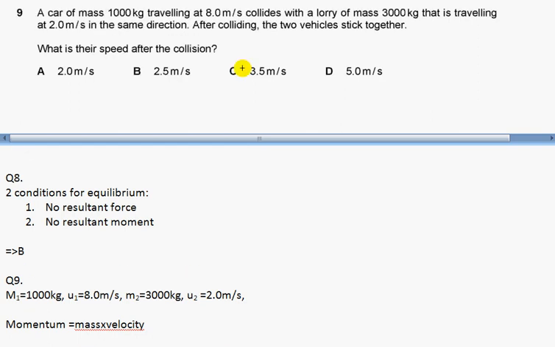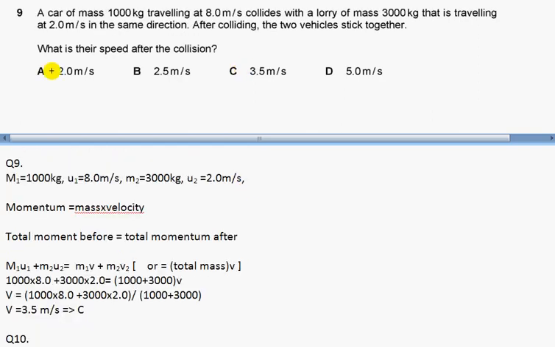Question 9. A car, again, as we read, we write information. So a car of mass 1000 kg, M1 equals 1000, traveling at 8, so U1 equals 8, U means initial velocity of first car, collides with a lorry of mass 3000, M2 is 3000, that is traveling at 2 meters per second. So because they move in one direction, let's call this direction positive, so we have positive velocities. After colliding, the two vehicles stick together. So stick together means they move with the same velocity. What is their speed after the collision?